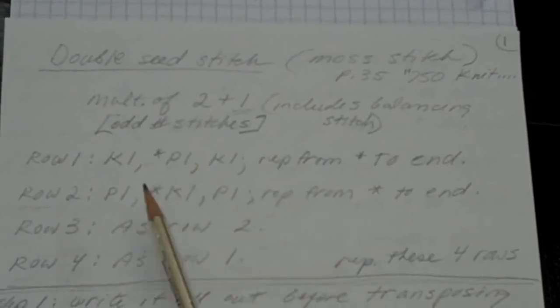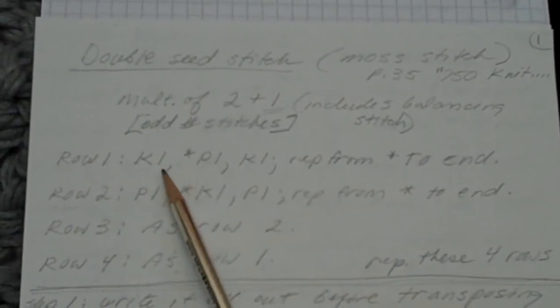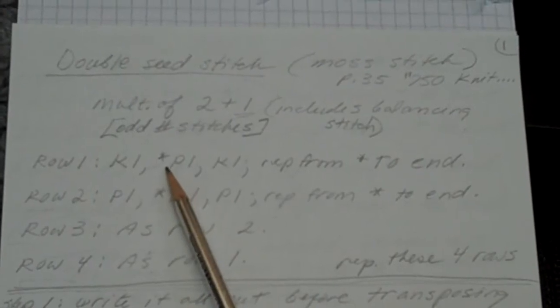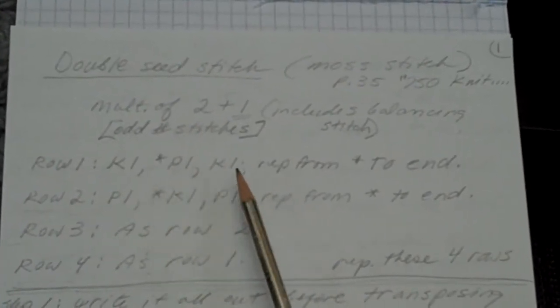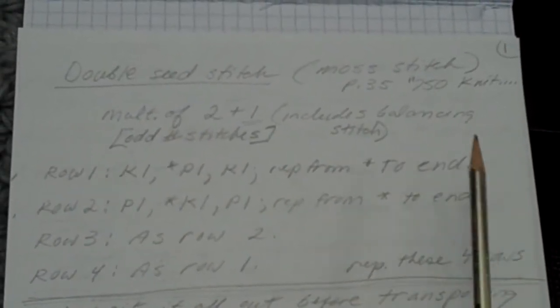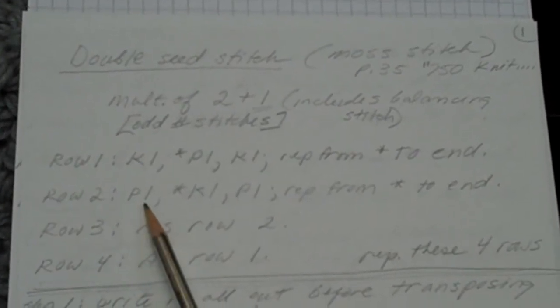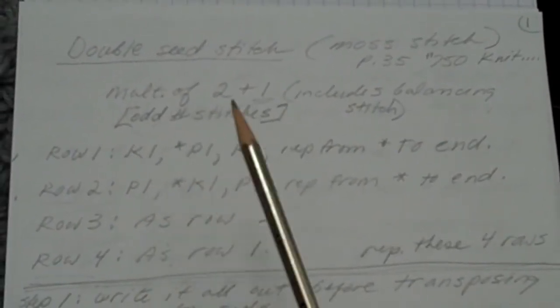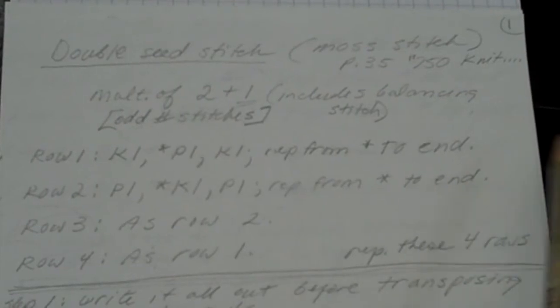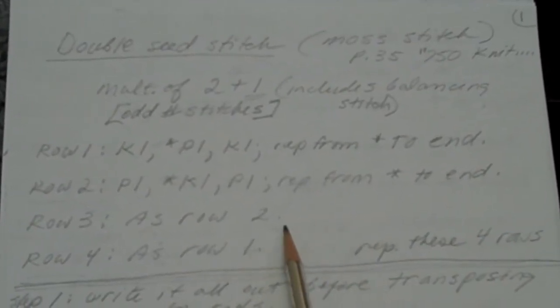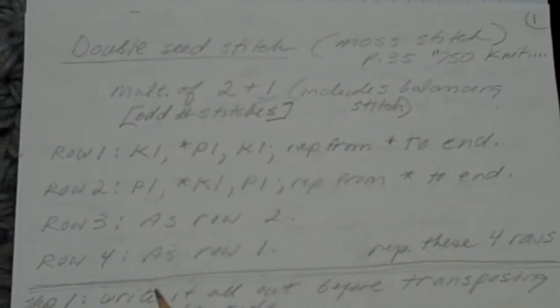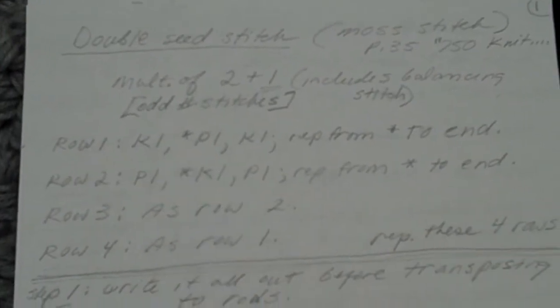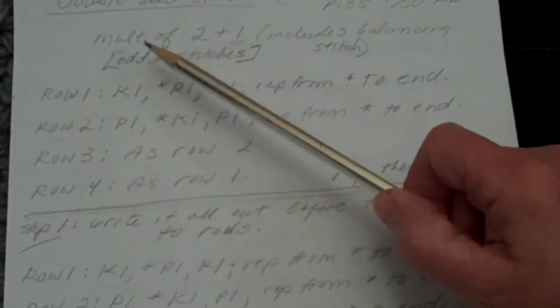And they will write the pattern in such a way. So row 1 was a knit 1, and you'll see this asterisk. And then it'll tell me purl 1, knit 1, repeat from the asterisk to the end. And the next row begins with a P, then there's an asterisk, and I knit 1, purl 1, and repeat to the end. And row 3, they told me to repeat row 2, and row 4, repeat row 1. And to repeat those 4 rows for the pattern. Well, that's also a good indicator that those first stitches are just balancing stitches.